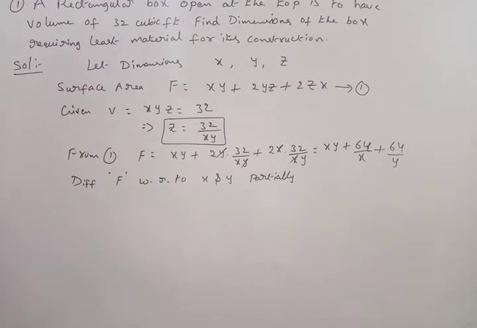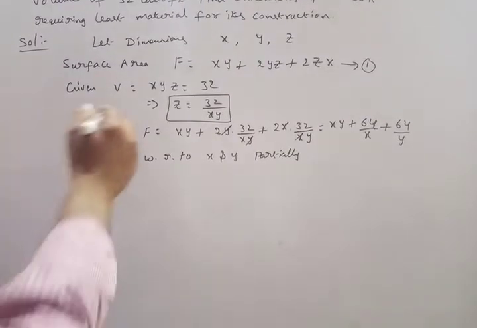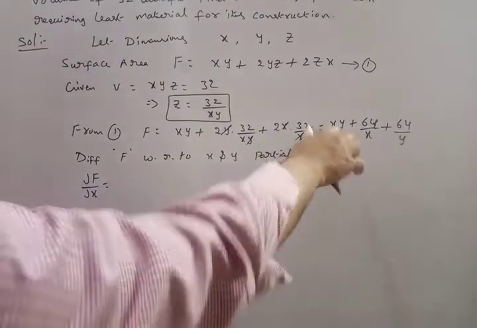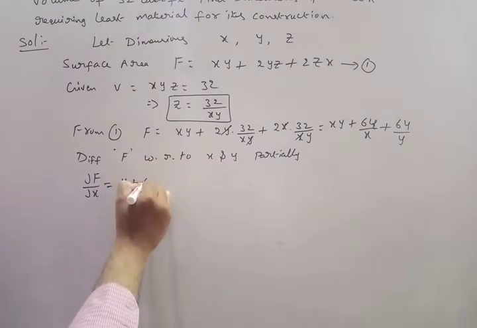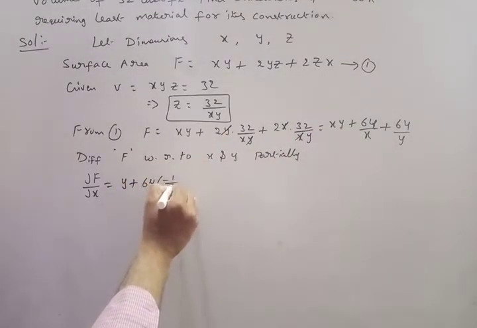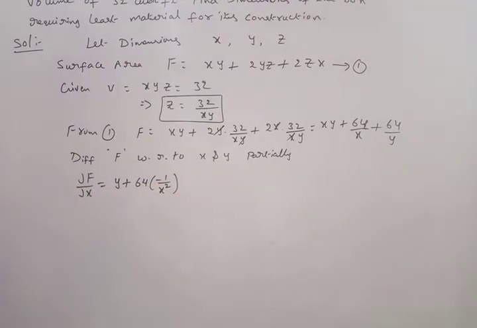So what I get here, if I differentiate f with respect to x and y partially, I get first ∂f/∂x. What is ∂f/∂x? x is 1, so I get y as it is, x is 1. Then plus 64 into 1 by x differentiation is what? Minus 1 by x square. Right?